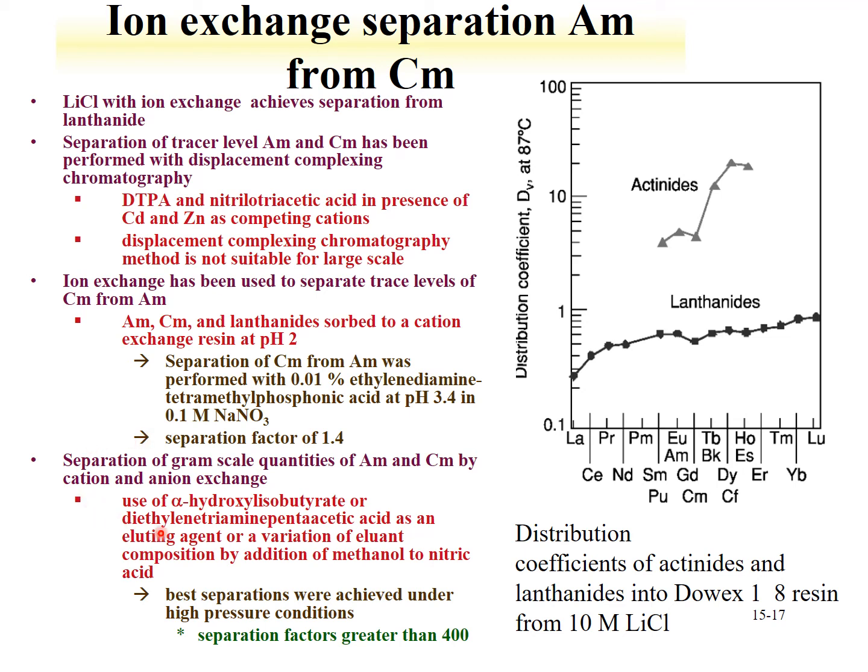DTPA can also be used as an organic ligand in this case, where the metal ions are sorbed to the resin and selectively removed with the acids. The elution can be varied using a gradient of methanol and nitric acid. Best separations were achieved under high pressure. Separation factors can be as great as 400, much larger than the separation factor as we previously discussed. And the use of high pressure increases the theoretical plates of the system, enhancing the separation.